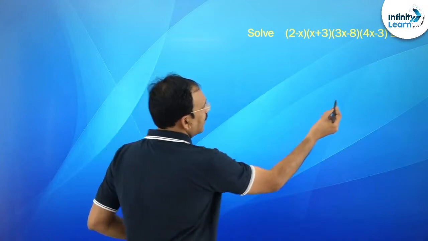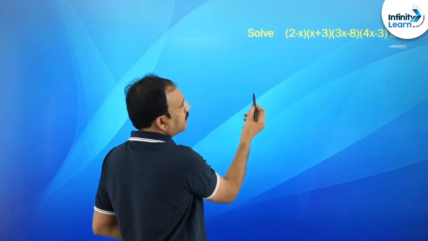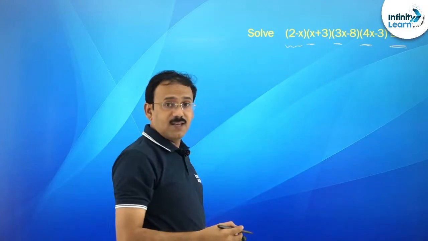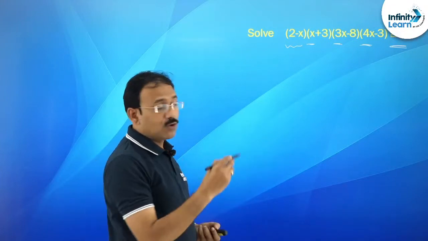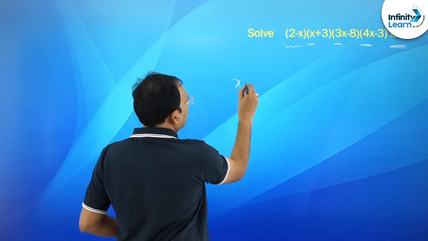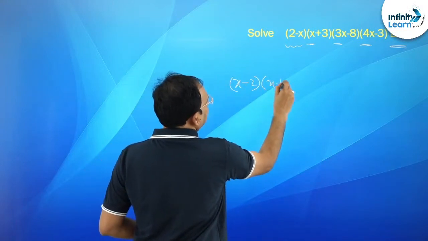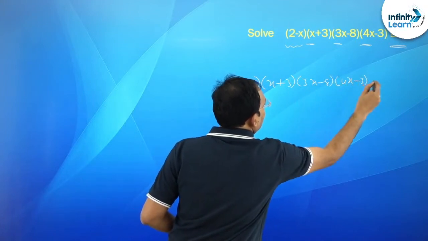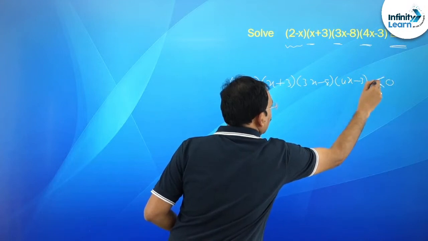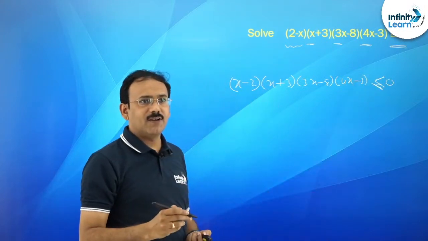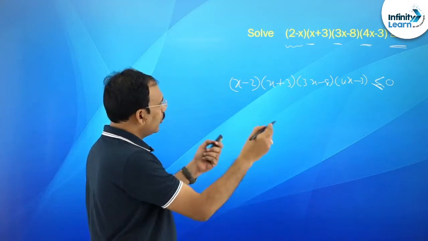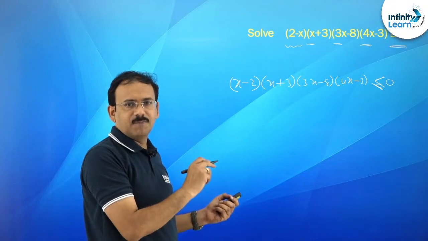Fine. First I confirm 0 here. Leading coefficient, is it positive? 4x, 3x, x, but the x coefficient is minus 1. Right? So we cannot take this minus 1. So you multiply with minus 1 so that this becomes x minus 2 into x plus 3 into 3x minus 8 into 4x minus 3 less than or equal to 0, because we have multiplied with minus 1, right? Yeah. Now dear students, you see both the conditions okay, right side 0, leading coefficient positive.